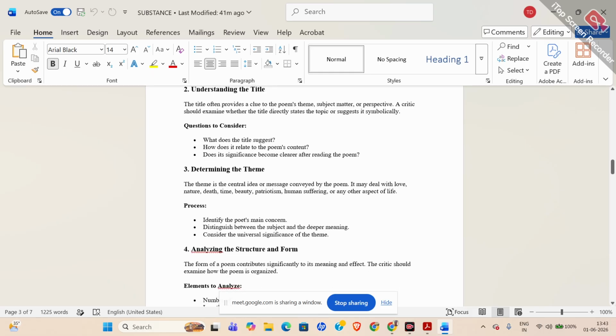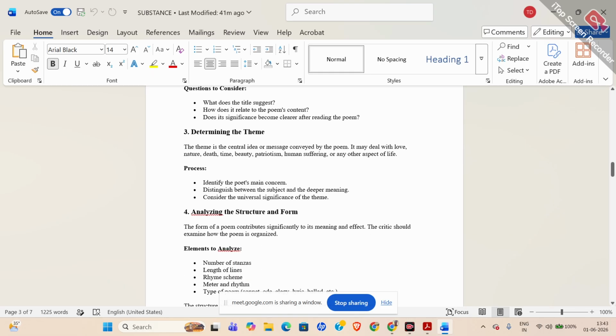The second one. Third is determining the theme. Determining the theme. The theme is the central idea or message conveyed by the poem. It may deal with love, nature, death, time, beauty, patriotism, human suffering, or any other aspect of life. So the themes are numerous, and you have to read the poem and understand the theme, the central message.